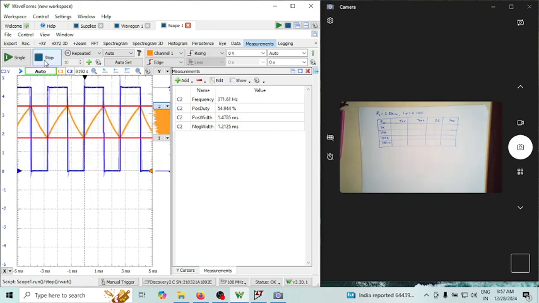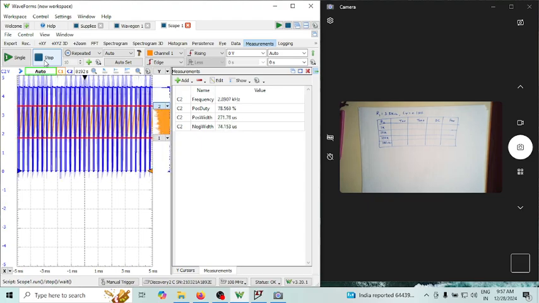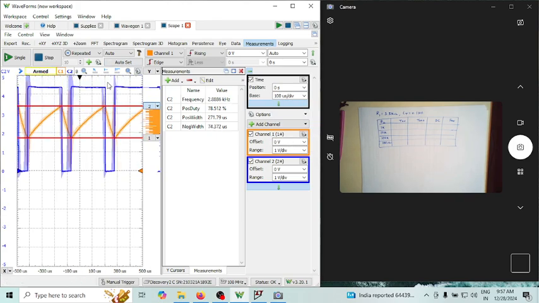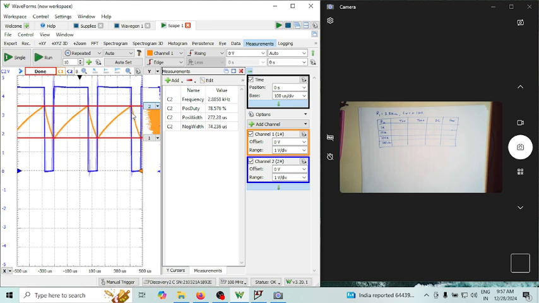Let me make R2 as 1K. If I make R2 as 1K, I can just change this time period to some smaller value. Let me just do single run. You can see these are my pulse width, the values of the on time, off time, duty cycle. You can just verify these values. So let me write what is on time. It is 272 microsecond. The off time is 74 microsecond.